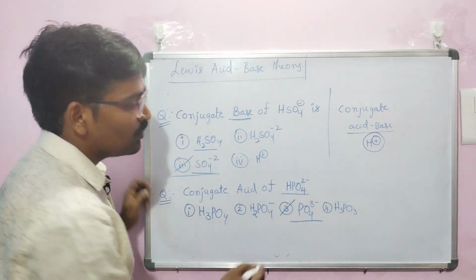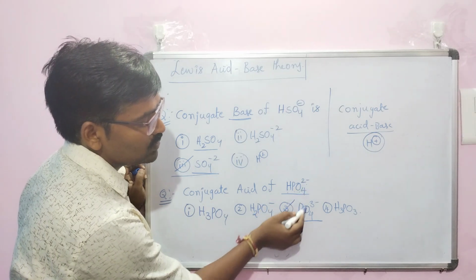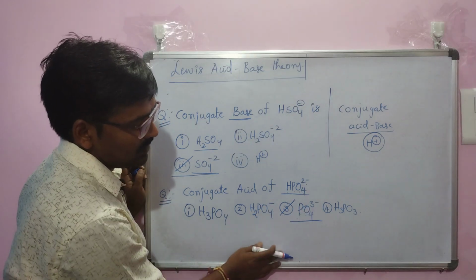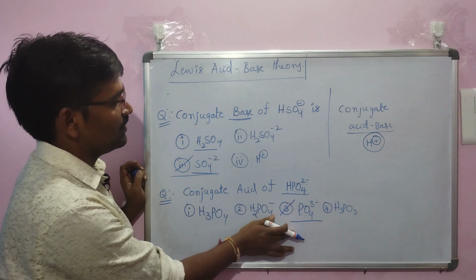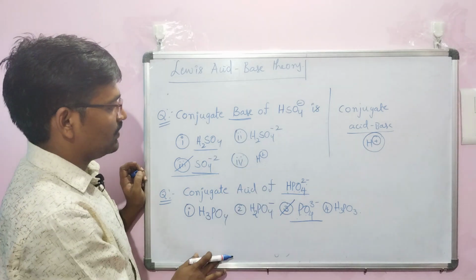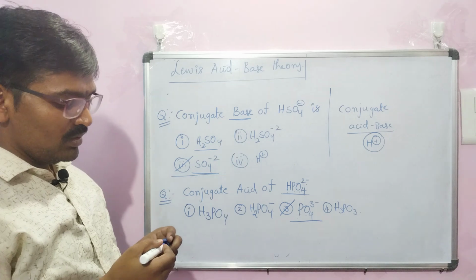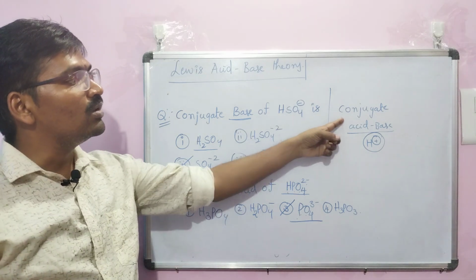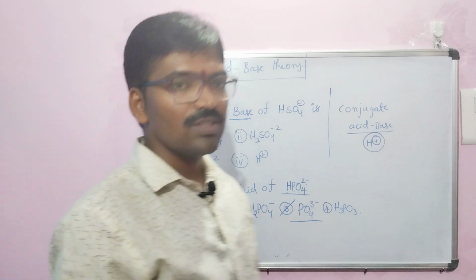So in both cases, HPO4 minus 2 and PO4 minus 3, only H plus differs. They differ by only one proton. Even this case and this case also differ by only one proton. So that is what we call conjugate acid base pairs. Understand? I hope it is understood.